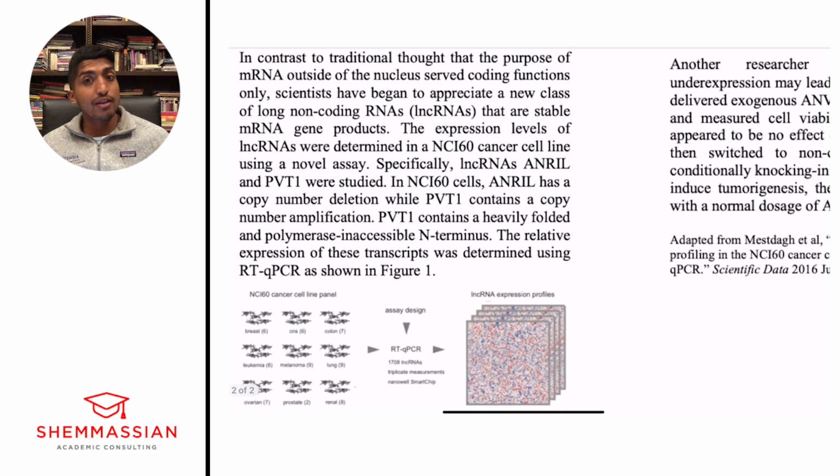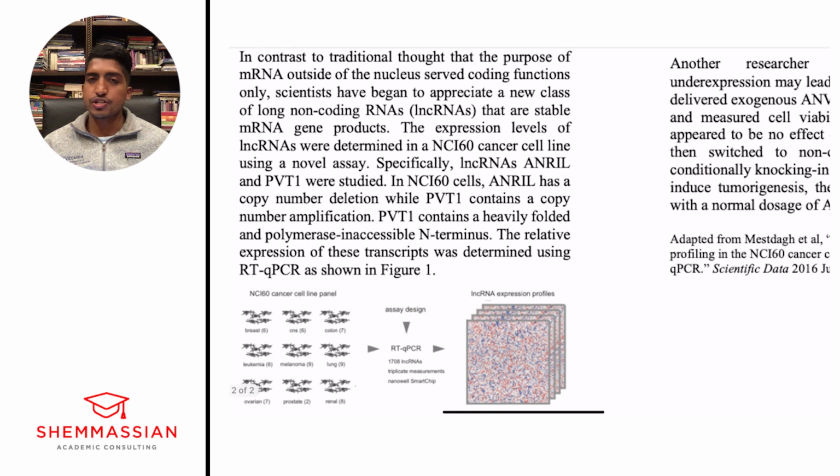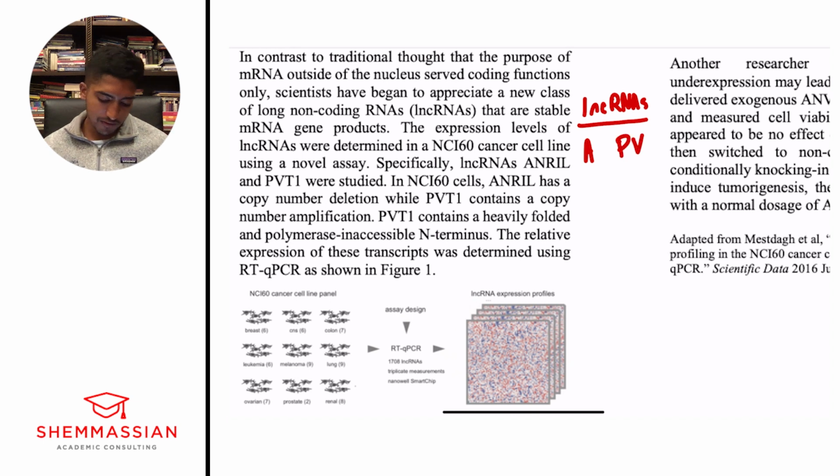But whenever I read a paragraph, my first question is, what is happening? It's a pretty broad question, but I want you in the simplest words possible to explain exactly what's going on in that paragraph. So for me, I'm here looking at lncRNAs, right? This new type of RNA that they're looking at. And then we have ANRIL, I'm just going to call it A. And then we have PVT1, I'll just call it PV.